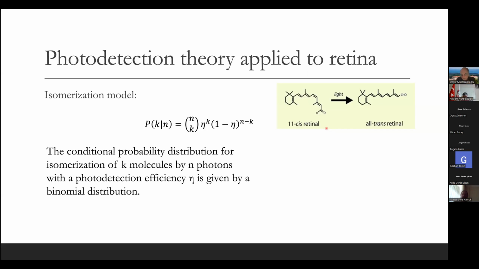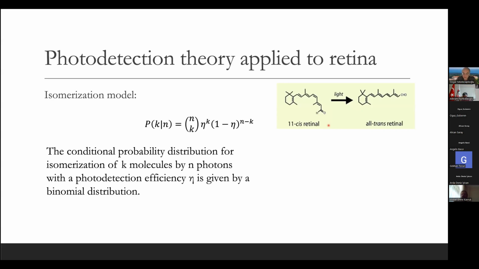So as I explained, very basically, our visual mechanism of transduction converts this optical light signal to electrical or neural signals. I said that there is a critical step, isomerization. So how do we make this quantitative, more workable mathematically and physically? We assume this is a binomial process.